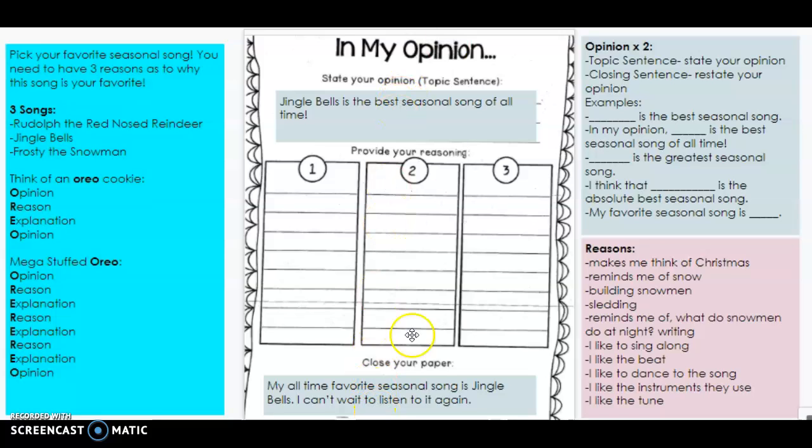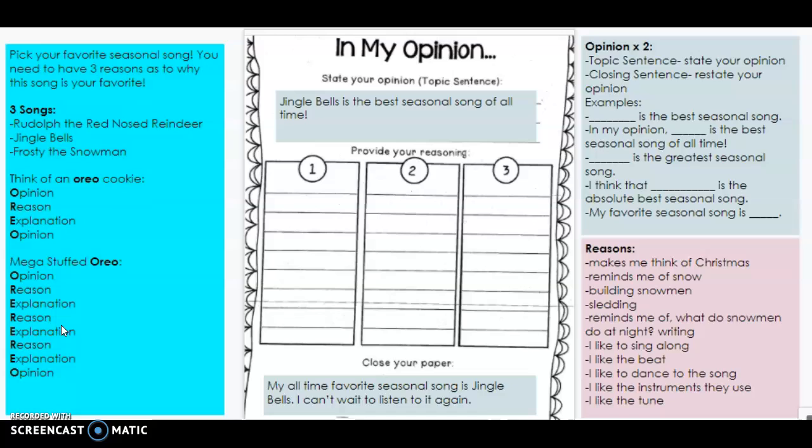So I want you to go ahead and pause, and I want you to write your 2 opinion sentences on your paper. You need your topic sentence and a closing sentence. 2 opinion sentences so that you have your 2 O's for your Oreo cookie, your 2 opinions done before we even get to our reasons. So go ahead and stop and fill those in now.